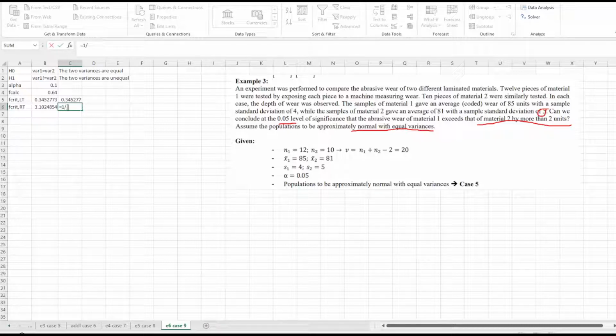1 over F.INV, and this is for the left tail naman. Tama? Kasi kung babalikan natin, this is for the right tail. So, dapat left tail naman to. Left tail, degrees of freedom 1 is, balik tayo natin 9 and 11. And we can see, same lang yung values na nakuha natin.